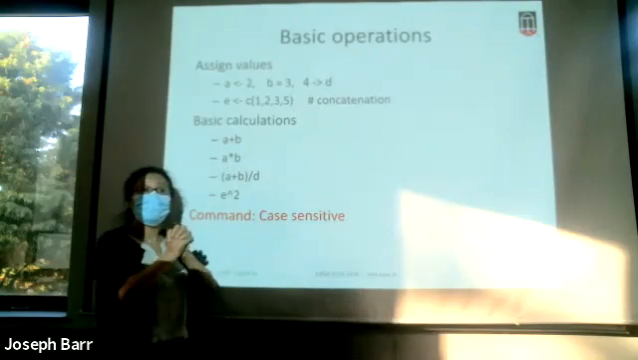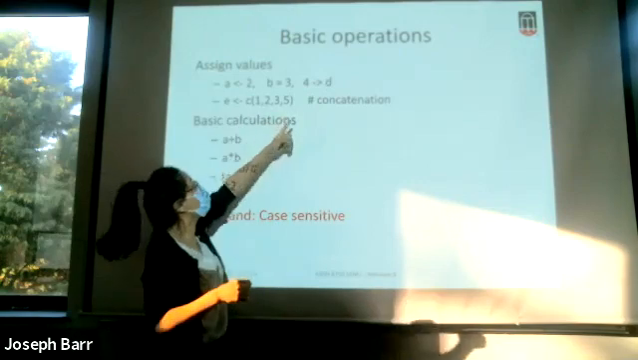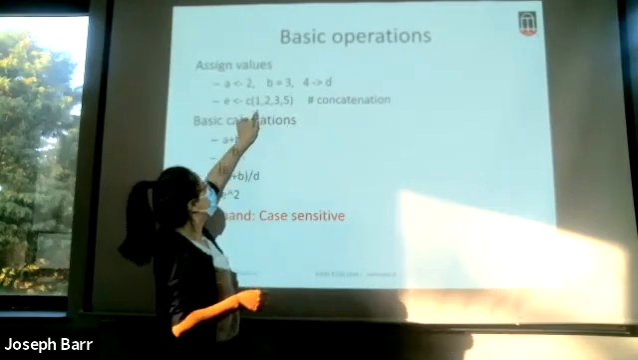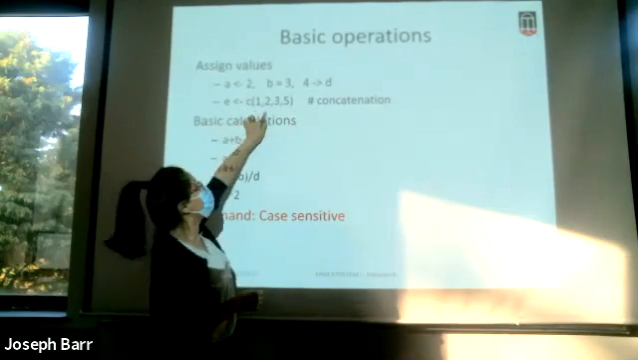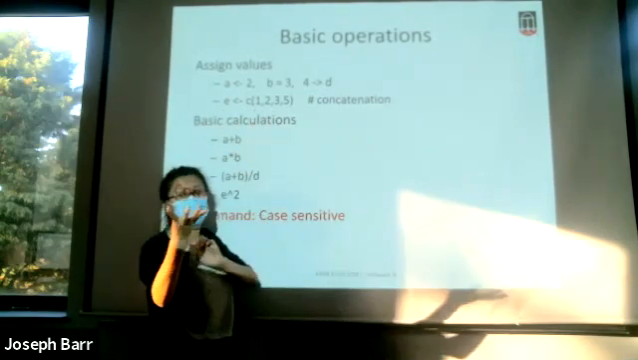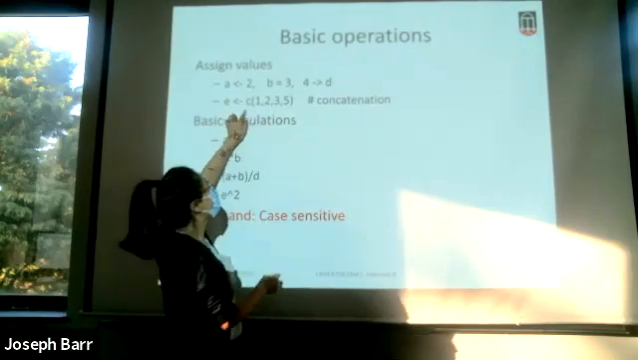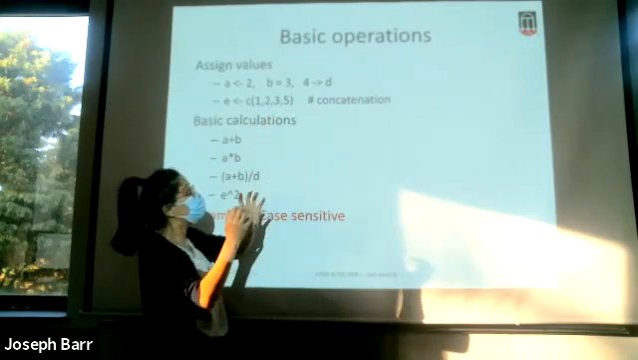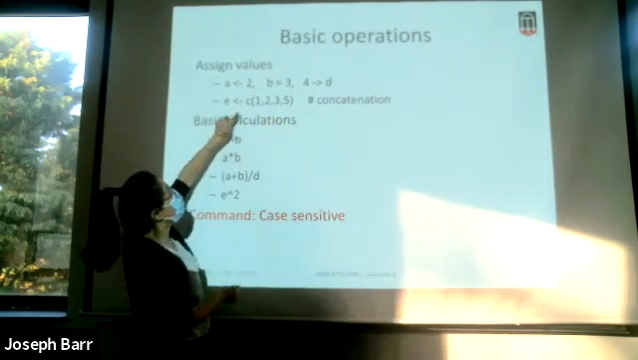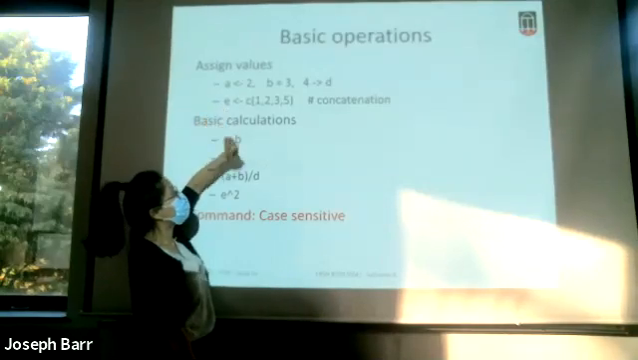Sometimes you need to input a vector, not just one number. For example, I want to assign a vector to variable E. So 1, 2, 4, 5 are 4 numbers. I can use C to connect them together. So C, parentheses, and 1, 2, 4, 5 together is given to the variable named E.